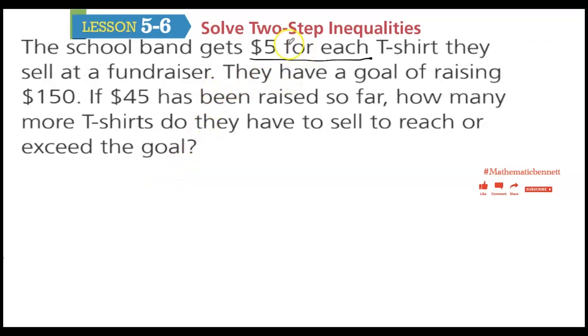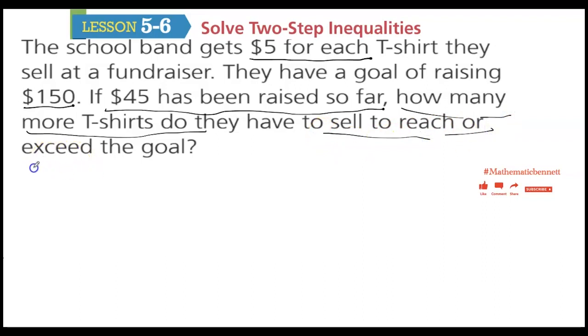The school band gets $5 for each t-shirt they sell at a fundraiser. They have a goal of raising $150. If $45 has been raised so far, how many more t-shirts do they have to sell to reach or exceed the goal? So we know they have to reach or exceed the goal, so that's greater than or equal to 150, which is the goal.